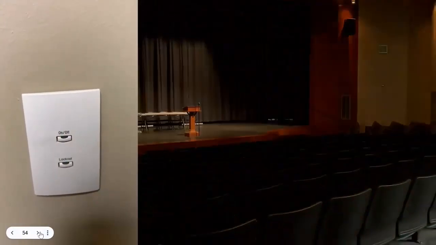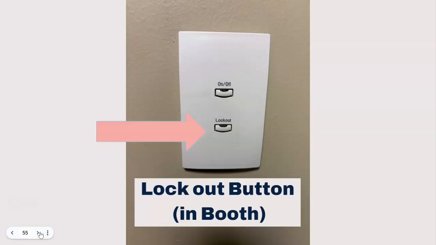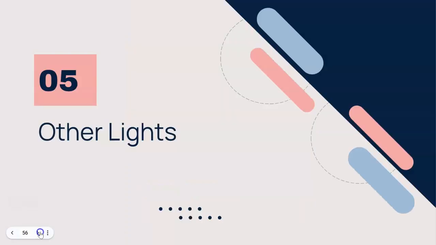If you are concerned about someone accidentally turning off the lights with one of these buttons by the doors during your event, or worse, accidentally hitting it twice and turning everything off, you can lock out these buttons from this similar panel just inside the door to the booth. If this lockout button is selected, all other wall panel buttons will not work.